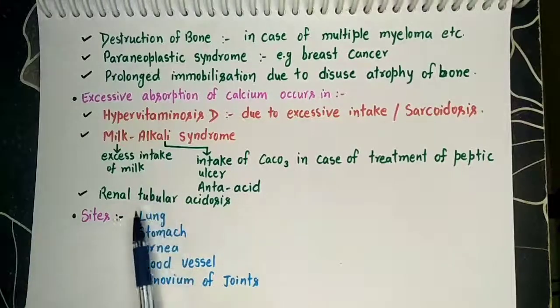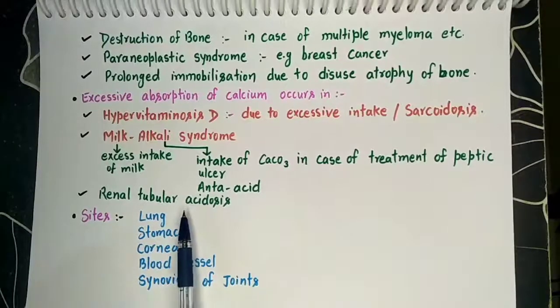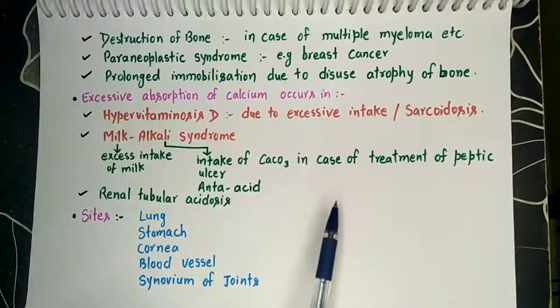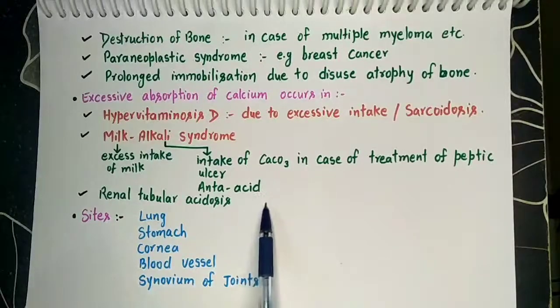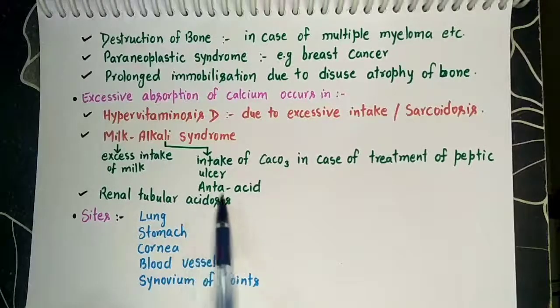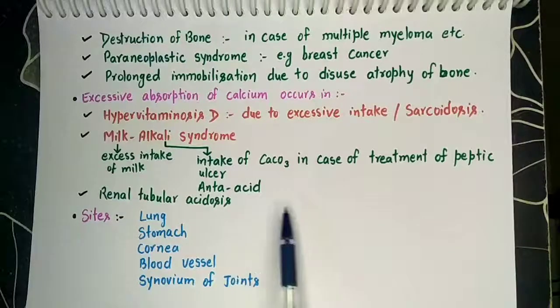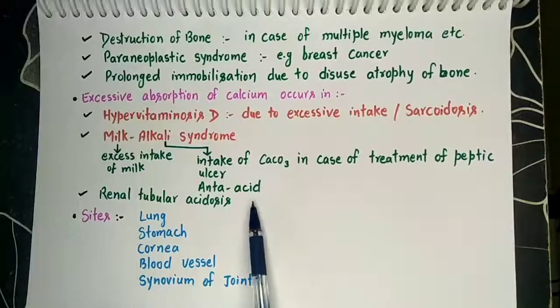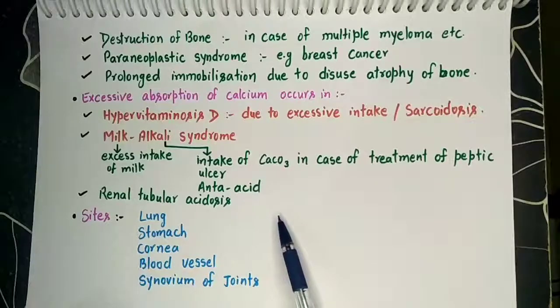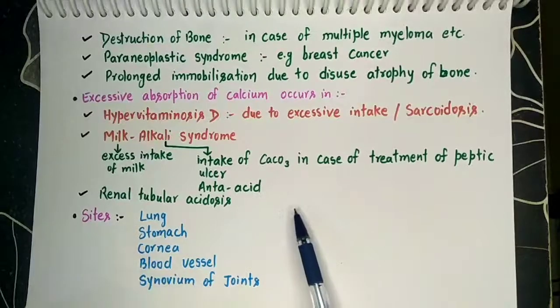Next one is renal tubular acidosis. Renal tubular acidosis means the kidney fails to secrete acid in urine, due to which there will occur acidosis in our body, and due to acidosis there will be increase in the breakdown of bone and release of calcium from the bone, and thus increase in concentration of calcium in the blood.